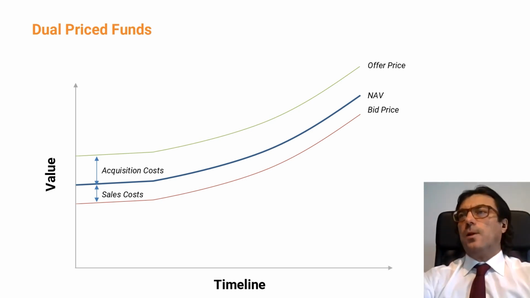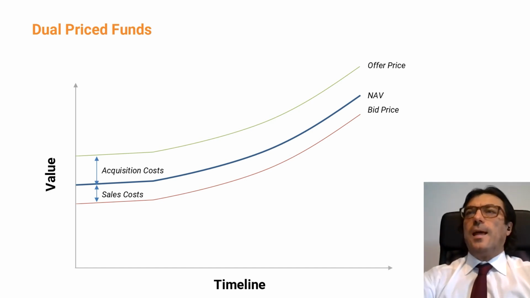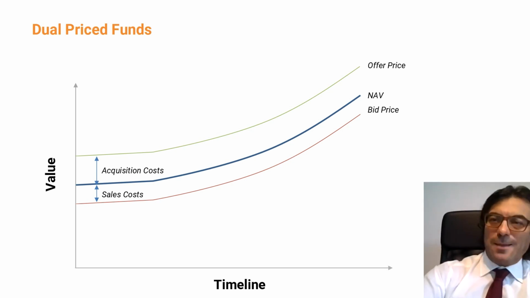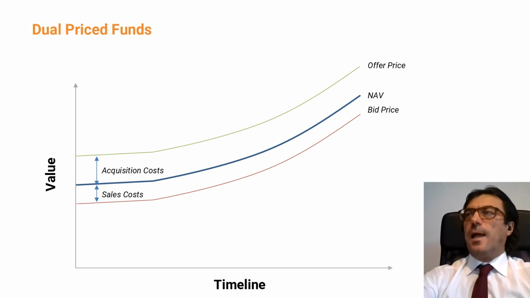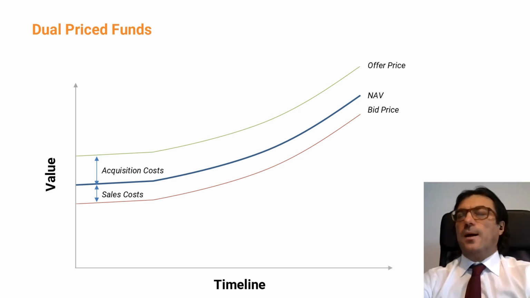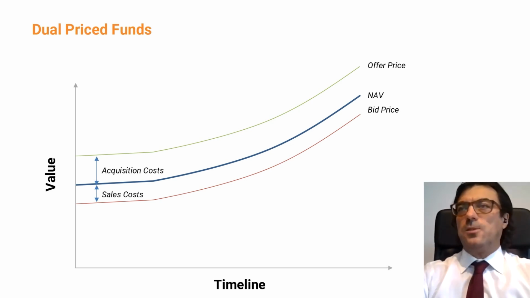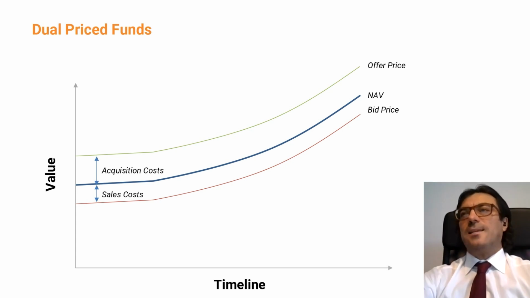the fund is able to calculate a green line, which will be our offer price. And then by adding the sales cost, the fund is able to calculate a redemption price. So we have an offer price, we have a bid price, and we have an NAV. This type of fund on a regular basis will publish the three prices. One is the price at which investors will subscribe, which is the green line, and one is the price at which investors will redeem. And the difference will be the acquisition cost or the sales cost.